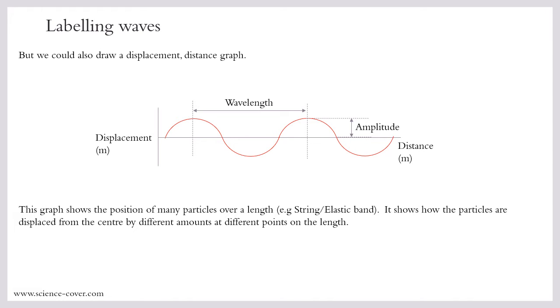But we could also draw a displacement distance graph. Here we can see distance on the x-axis and displacement on the y-axis. Now this graph shows the position of many particles over a length of string or an elastic band, and it shows how the particles are displaced from the center by different amounts at different points along the length.